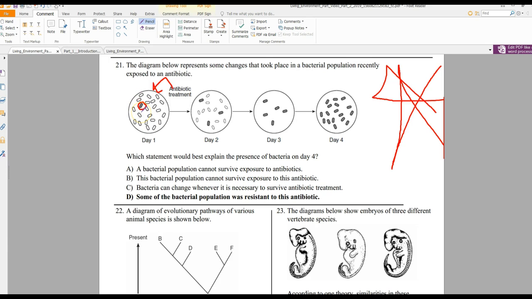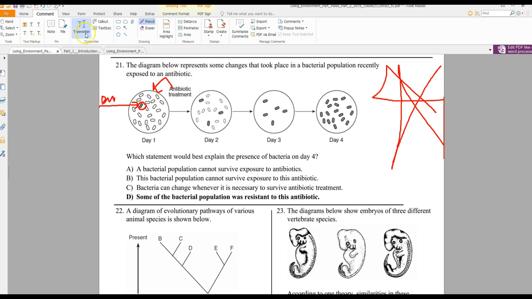Now, it's not that you have to concentrate about the color. The color is indicating that something is different about that bacteria. What's different about this bacteria? Well, that is genetically different. It has a DNA mutation.